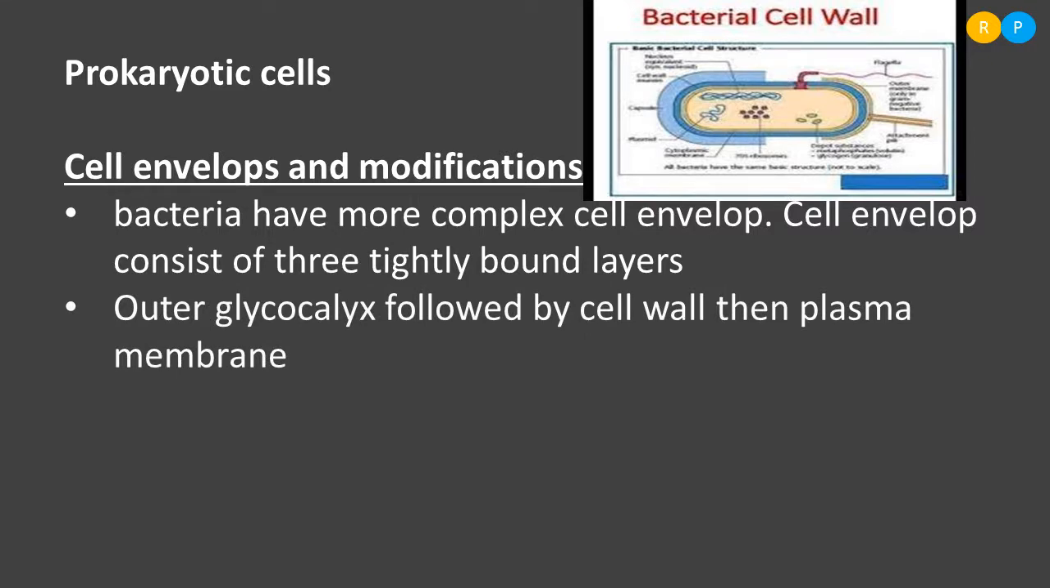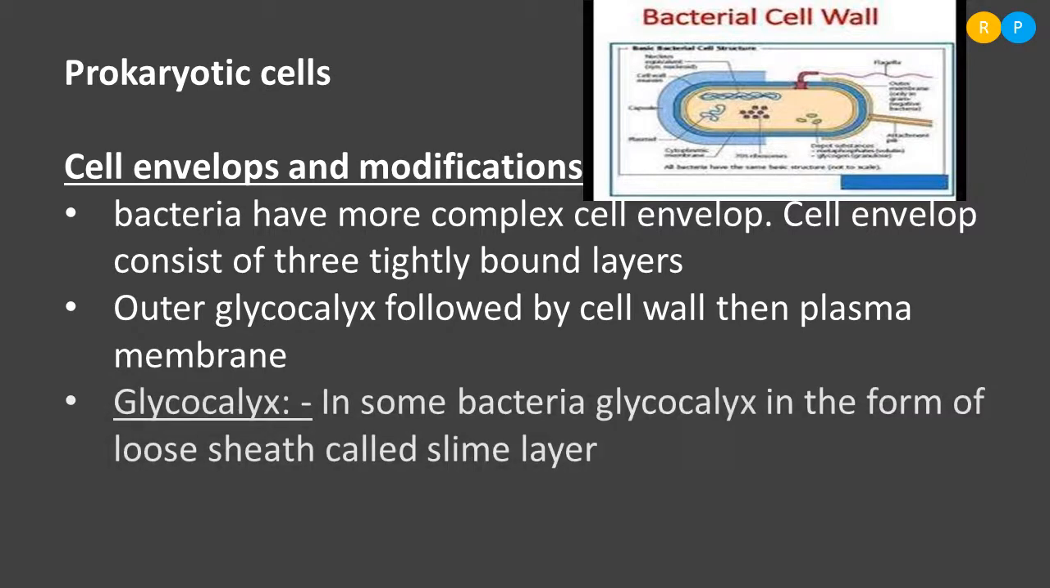So the outermost layer of the bacterial cell is glycocalyx. So the name of the outermost layer is known as glycocalyx. So that is followed by the next layer, that is known as cell wall, and next to that the innermost layer, that is named as plasma membrane. What is meant by glycocalyx? So glycocalyx is the outermost layer.